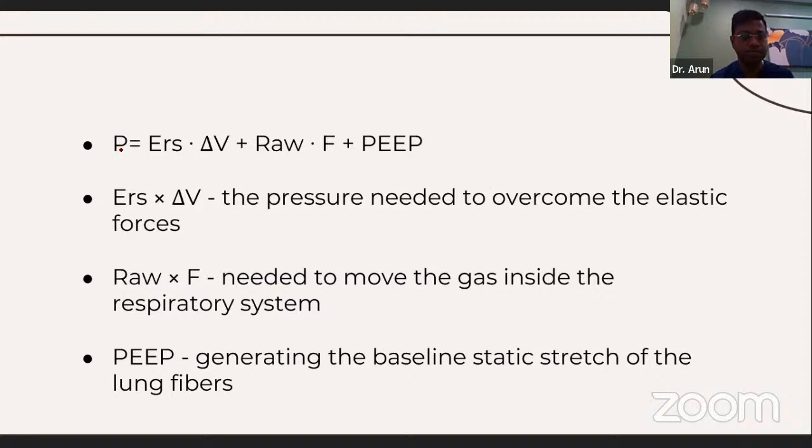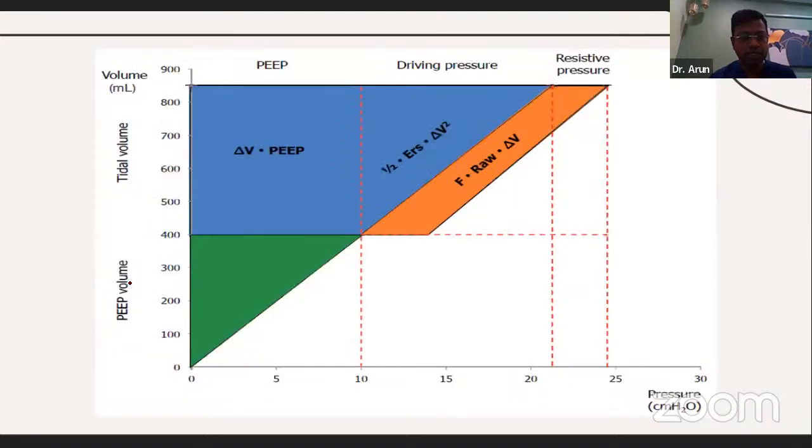This is the equation of motion, that is pressure equals respiratory system elastance times volume change, plus airway resistance times flow, plus PEEP. The elastance times change in volume component is the pressure needed to overcome the elastic forces, and this component is the pressure required to move the gas inside the respiratory system. And this is the pictorial representation of the mechanical power. This green one is the static component of the PEEP. This is the energy required for the baseline stretch of the fibers. This is the elastic component, and this is the resistive component.